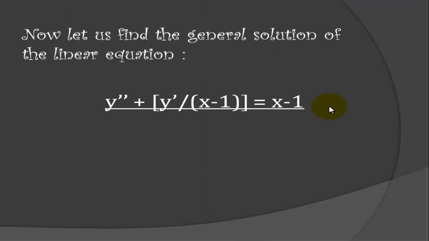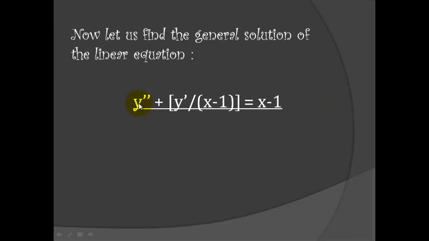Now let us find the general solution of this differential equation: y squared + y' + y squared over (x - 1) = x - 1. Now, as you notice, the equation is a second order differential equation, or in the second power.